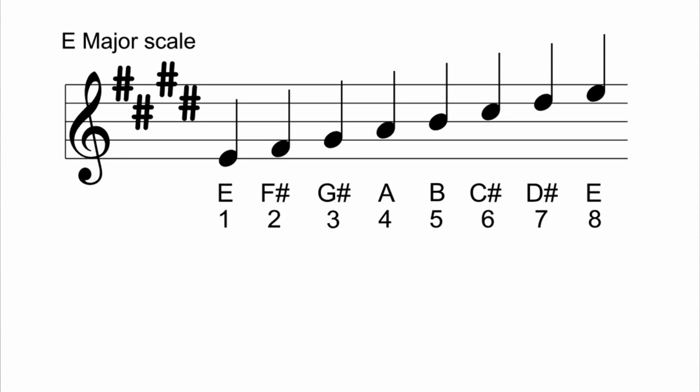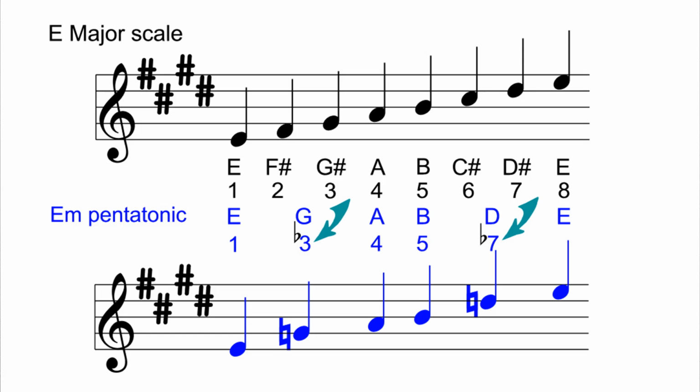To make the minor pentatonic from the major scale, we leave out the 2nd and 6th notes and move the 3rd and 7th notes down a semitone. So we say the formula for the minor pentatonic is 1, flat 3, 4, 5, flat 7. Now we can take a look at why this scale works so easily over a typical 12-bar blues progression.